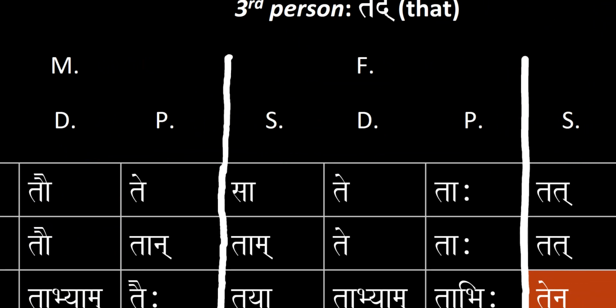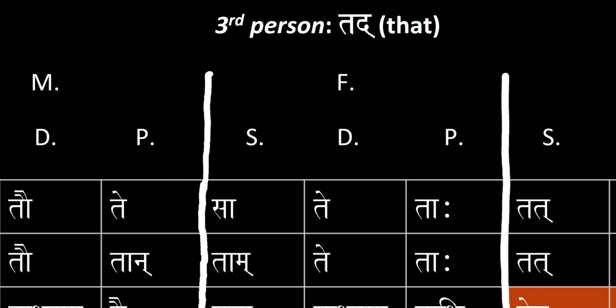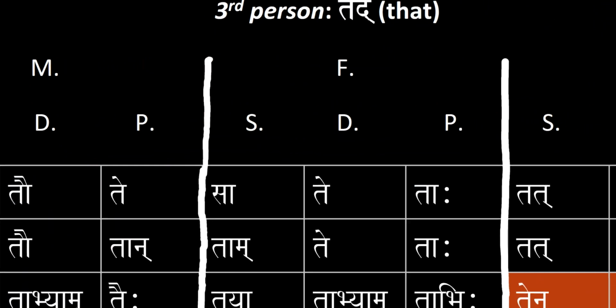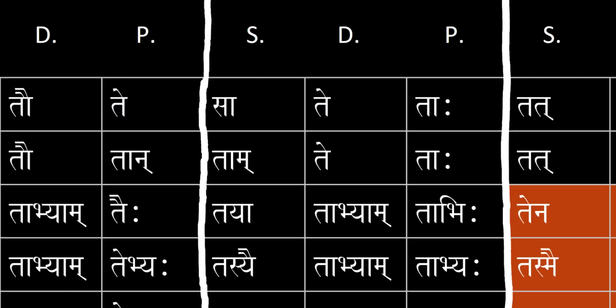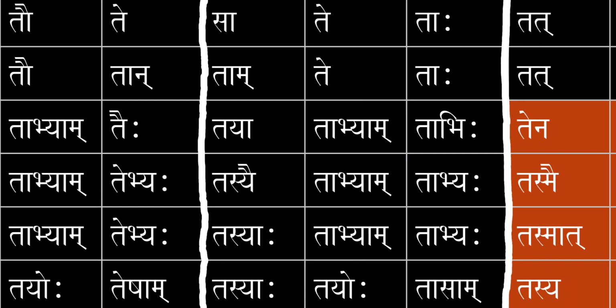And now for the feminine, instead of masculine, we're just going to use feminine. So nominative and accusative will be she. So we have singular, dual, and plural for nominative: sa, te, and tah. Accusative, tam, te, and tah. Instrumental would be by or with her. Singular, dual, and plural, taya, tabhyam, and tabhih.